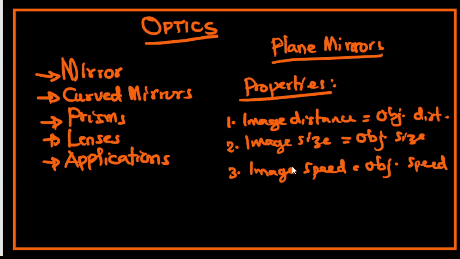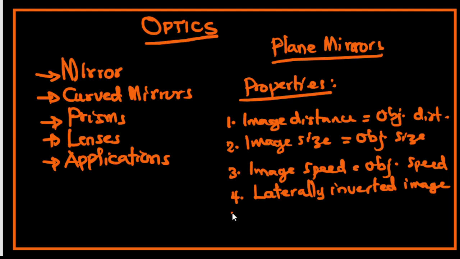So number four, we always have lateral inversion. Laterally inverted image. So which means if an object stays in front of a mirror, the object, when compared to the image, are going to be having what? Lateral inversion. The left of the object becomes the right of the image and vice versa.